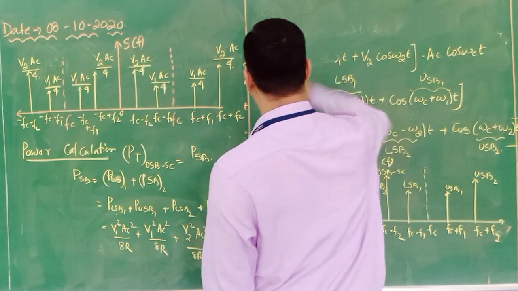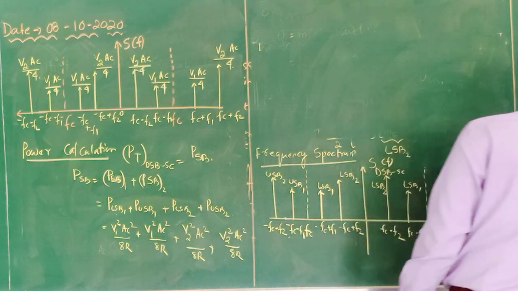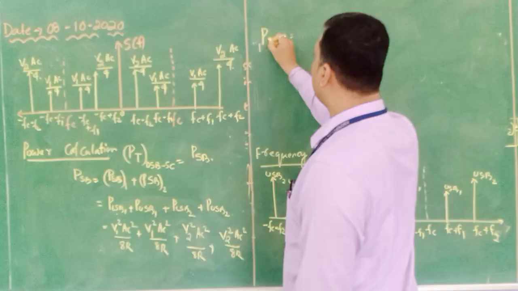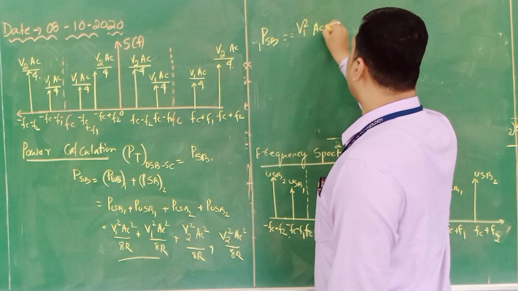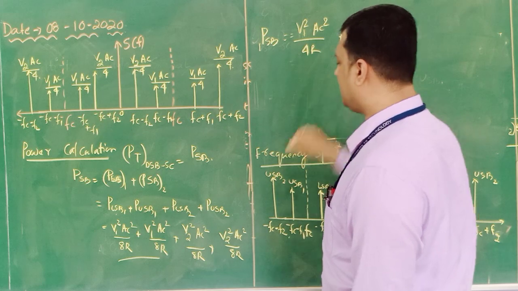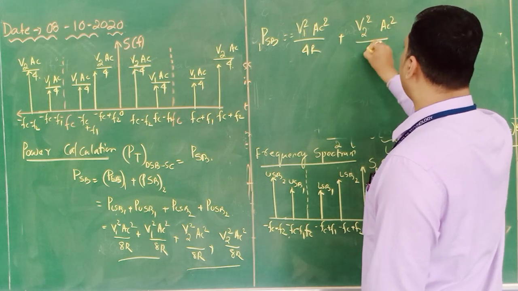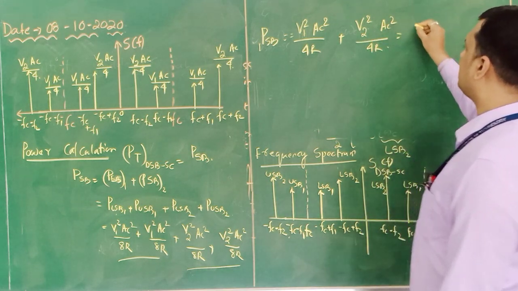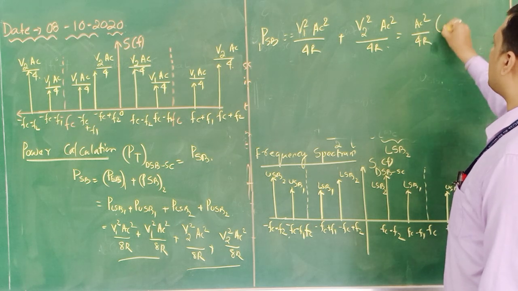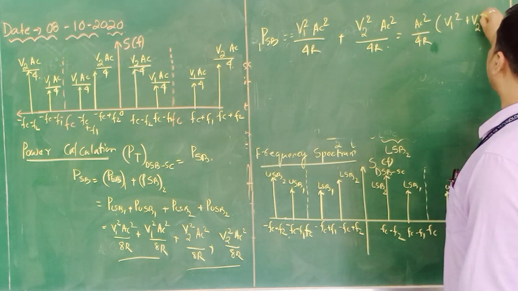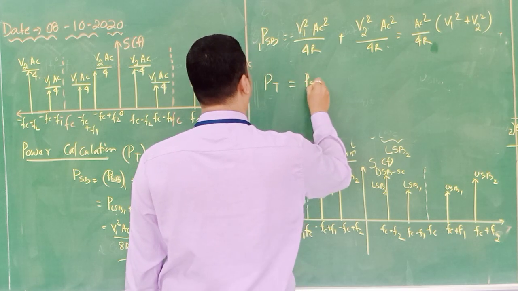Now if I add all these things, how much should we get? Let's see. So the sideband power, if I add these two components, I will get V1 square AC square divided by 4R, plus, adding these two components, V2 square AC square divided by 4R. So if you add these two, you will get AC square divided by 4R whole into V1 square plus V2 square. So this is the total sideband power, and the transmitted power is the same as the sideband power.